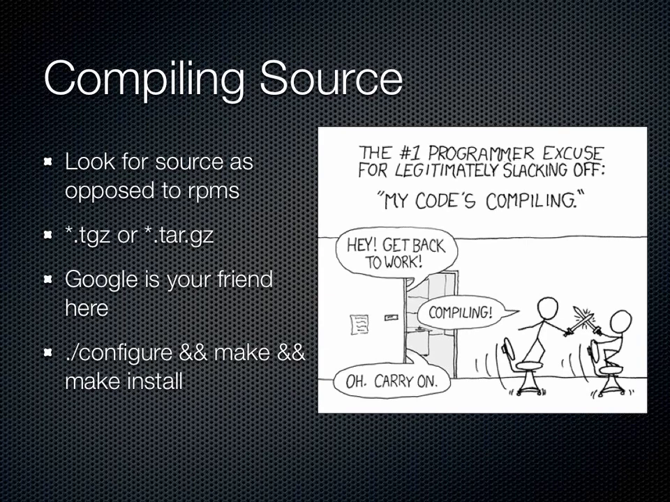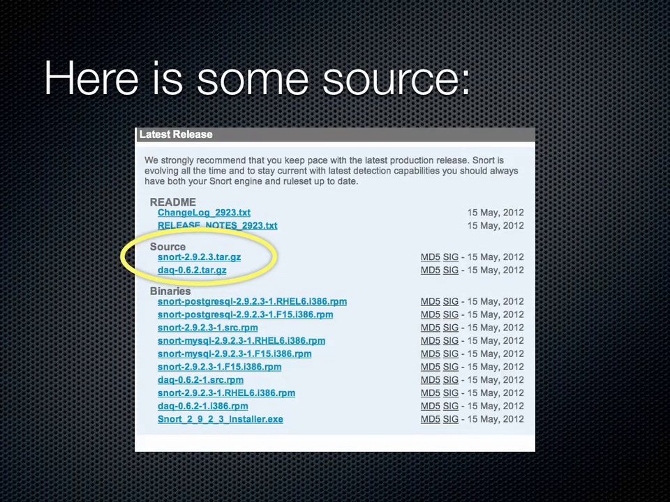So here is some source. This is from the snort.org webpage. If you go to download Snort, you'll see the source is up at the top there, then there's binaries below. Snort's actually pretty good about keeping up on binaries, and they generally have binaries out as soon as they have the code. There are some other applications where that's not always true. So that's why learning to compile from source is particularly helpful.